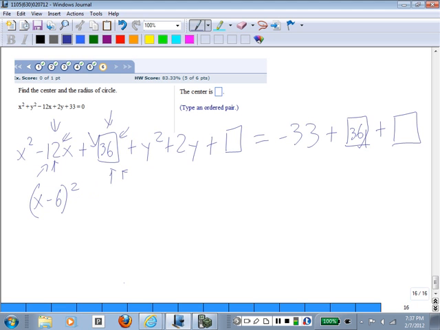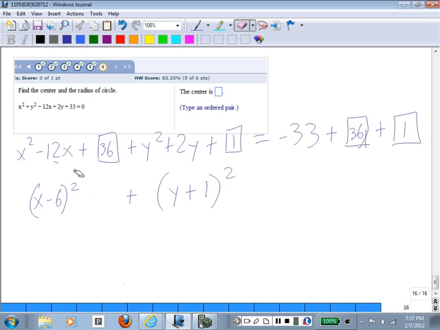What's half of 2? 1. What's 1 squared? 1. So we add 1 there, we add 1 there, and this one is going to be y plus 1, quantity squared. And it equals whatever negative 33 plus 36 plus 1 is. That's 4. It's nice when it's a perfect square. It doesn't have to be, but it's nice when it is. So now it's in standard form.